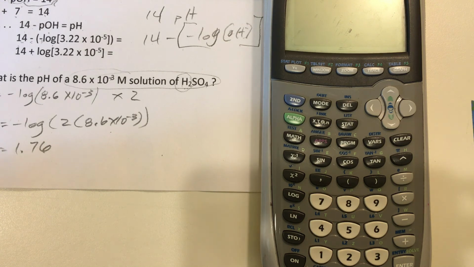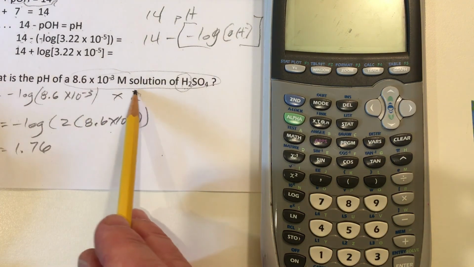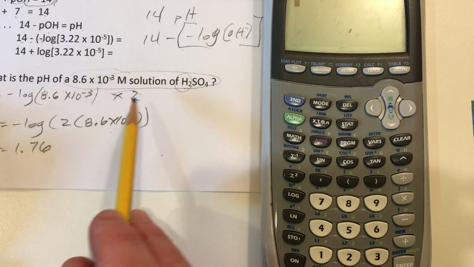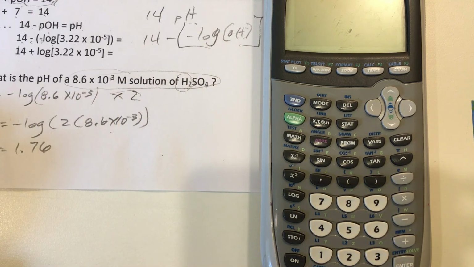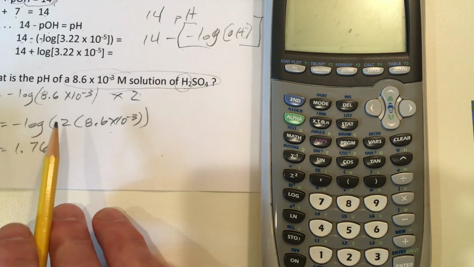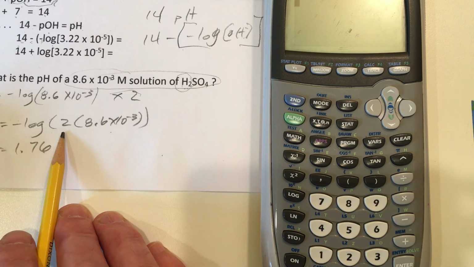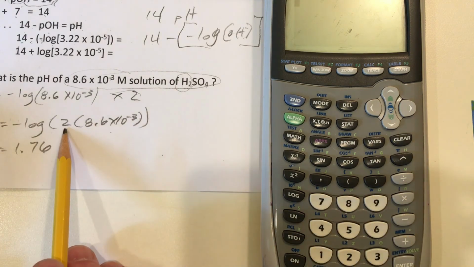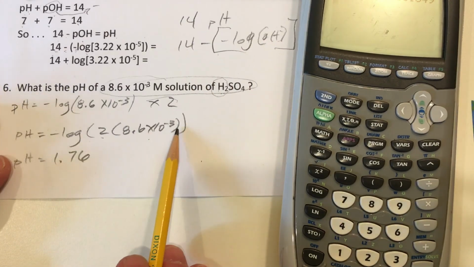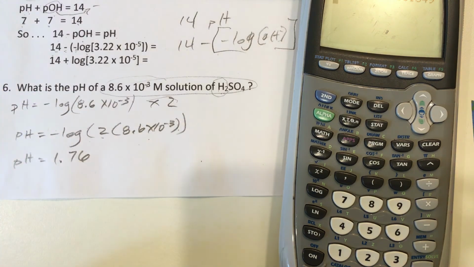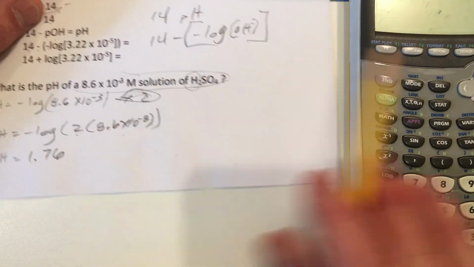And then, no, I can't do it that way. No, I can't double that. Sorry, I can't double that answer. I'm sorry, you can't just take your pH and multiply it by 2 then. You can't do that. You definitely have to do it the way I showed you first, and that is to multiply the 2 times the 8.6 times 10 to the negative 3 and take the log of that, the negative log of that.